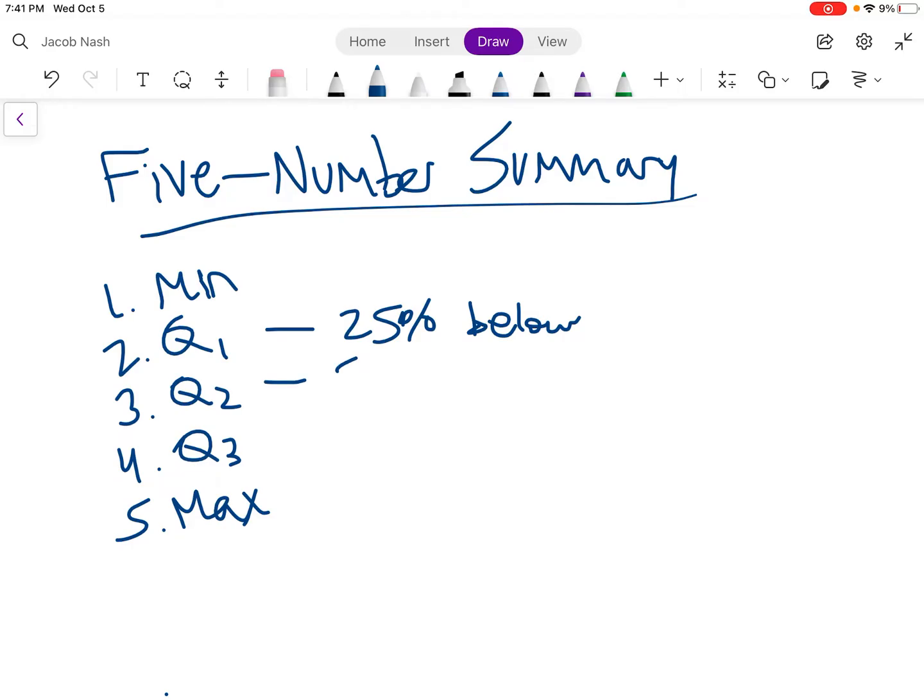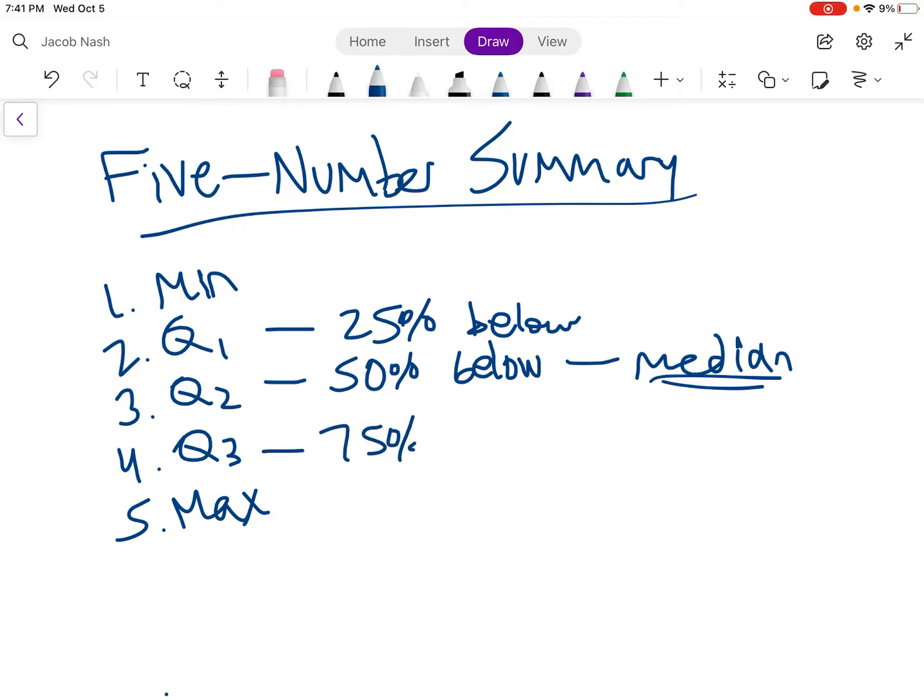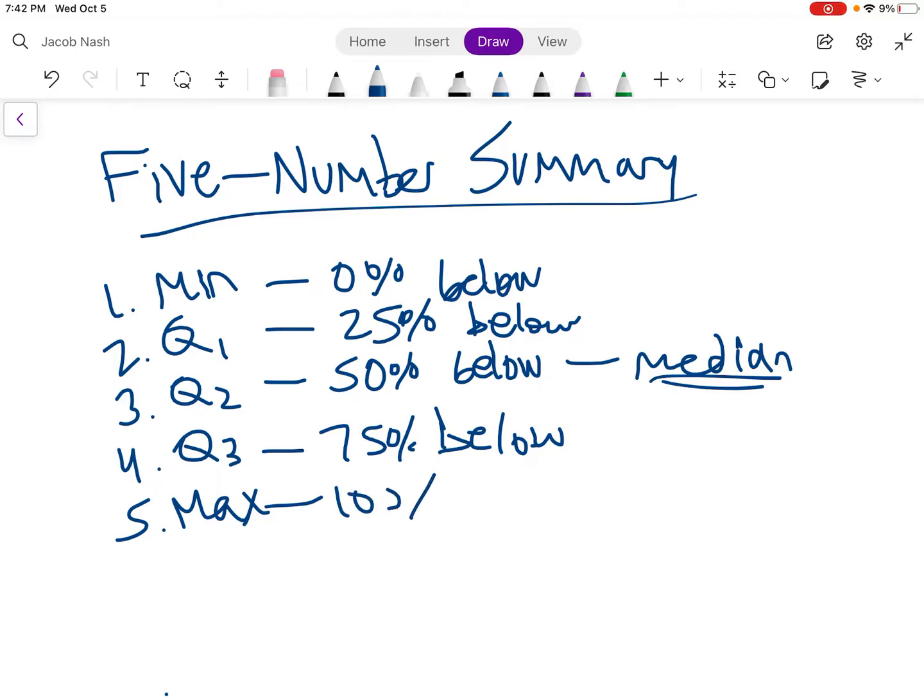Quartile 2 is if there's 50% below, which also means 50% above, and that also happens to be our median. So that's the same thing as the median. Then this is just 75% below, so that means 25% above. So 75th percentile means quartile 3. And obviously the minimum really means 0% below, and the maximum means 100% below. So that's simply what the 5 number summary is.